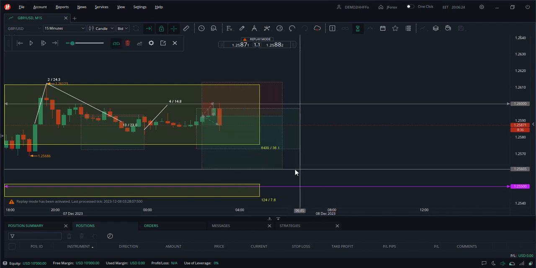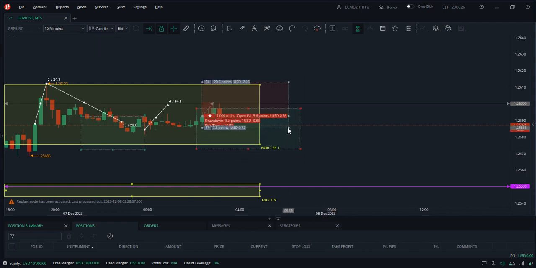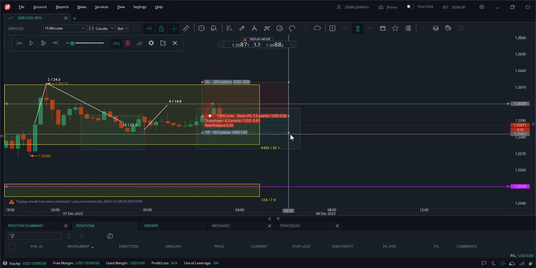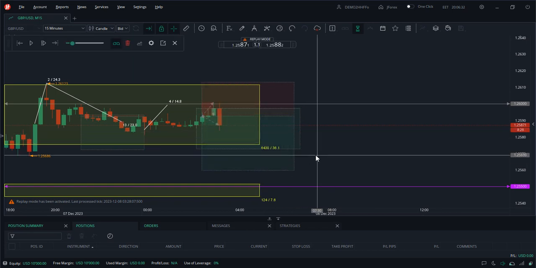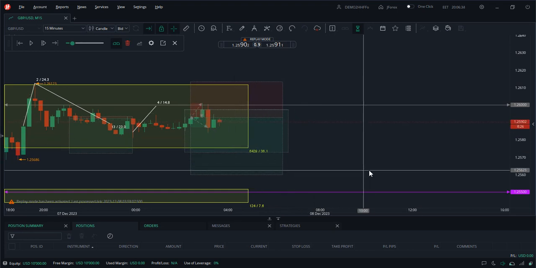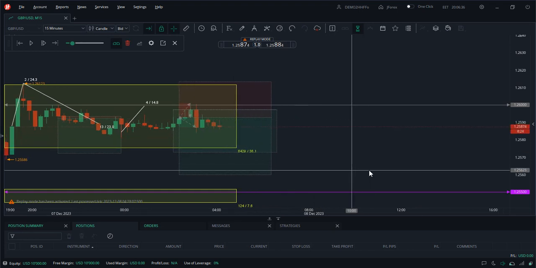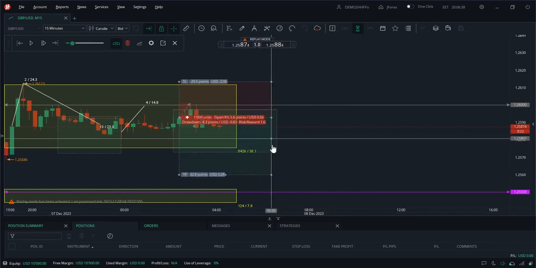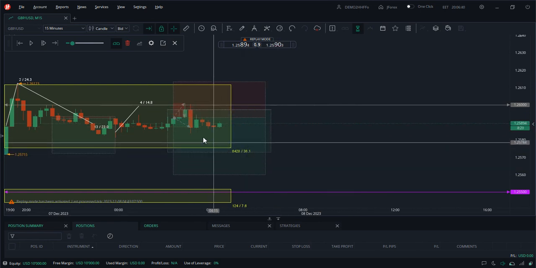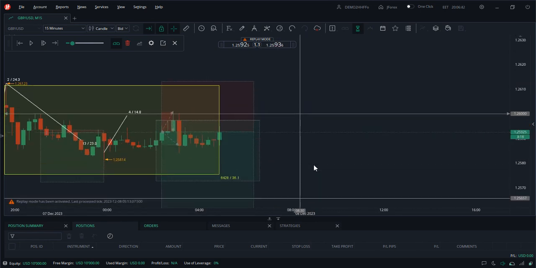Let's check it again. It's not up to 10. Let's wait for the price to move again. It's going backwards. Let's wait for it to move. We need 10 to move it to break even. This one is already a risk-free trade. You understand? So the second one is not risk-free yet.